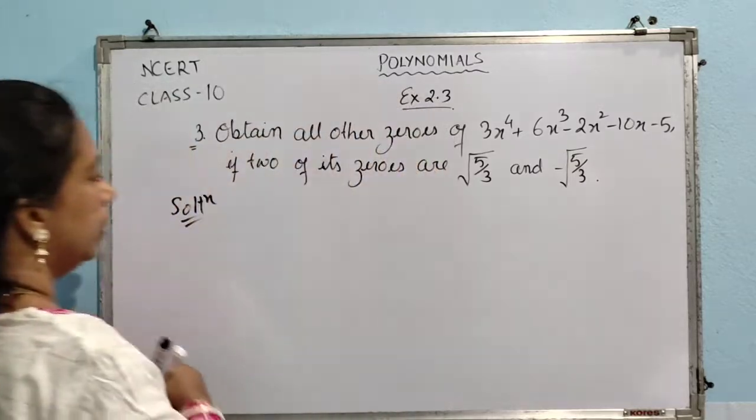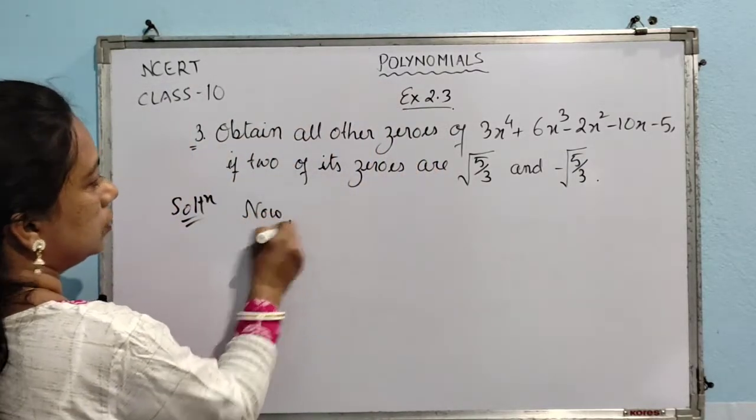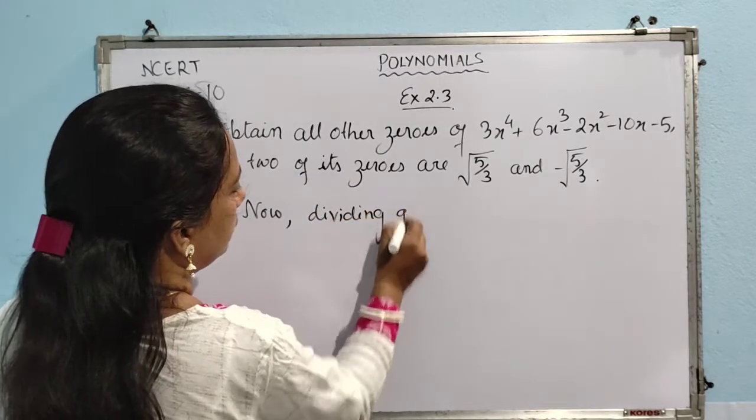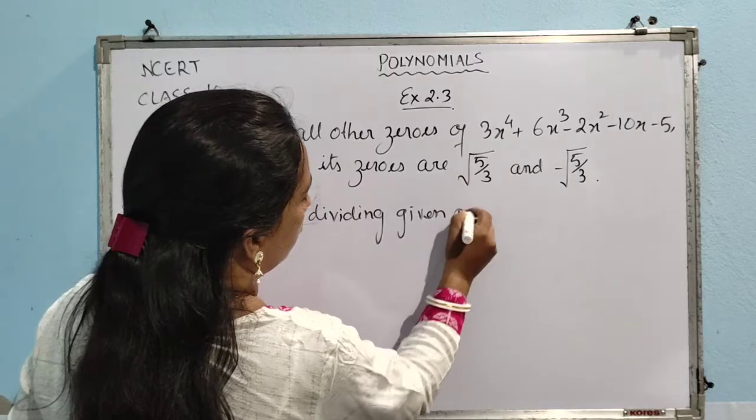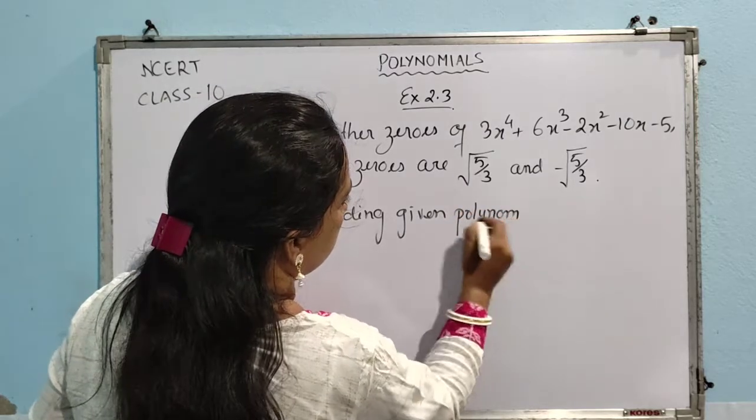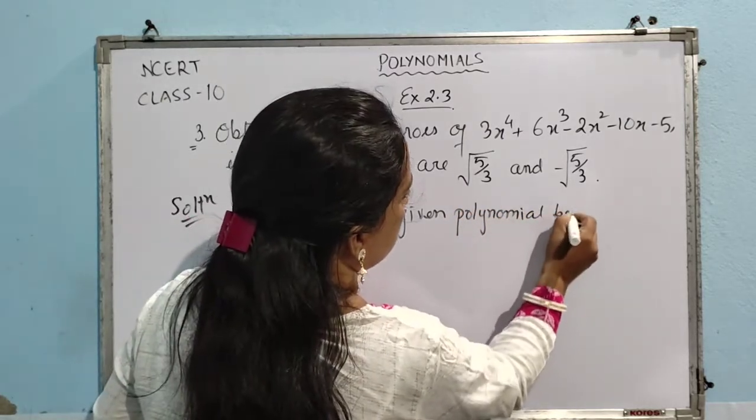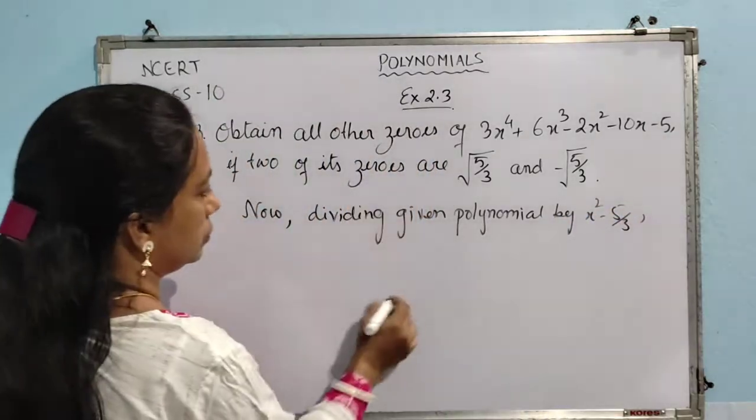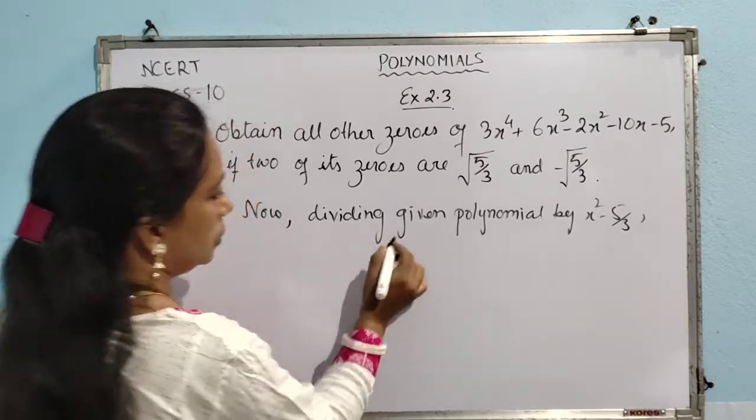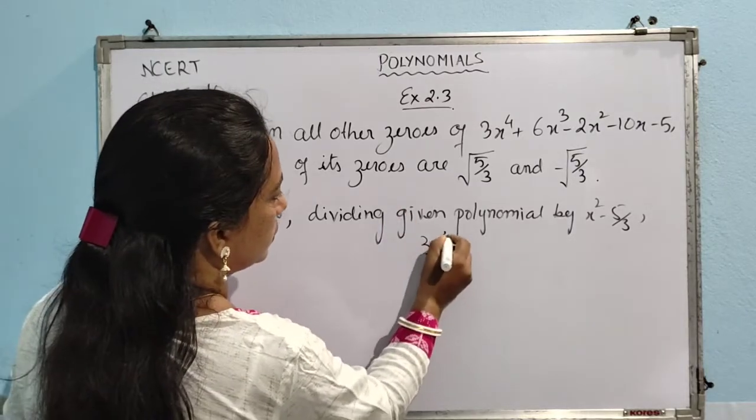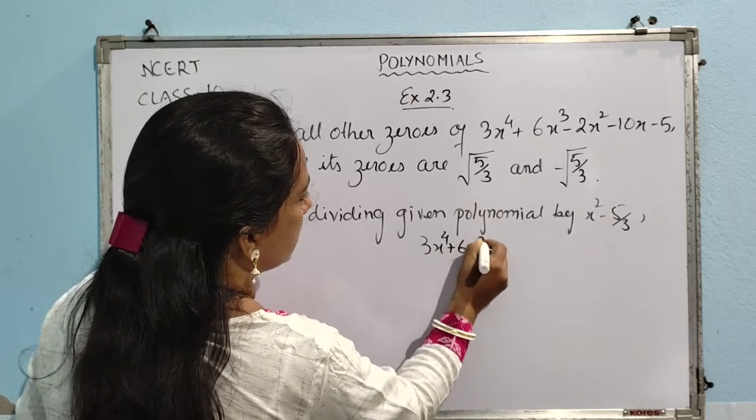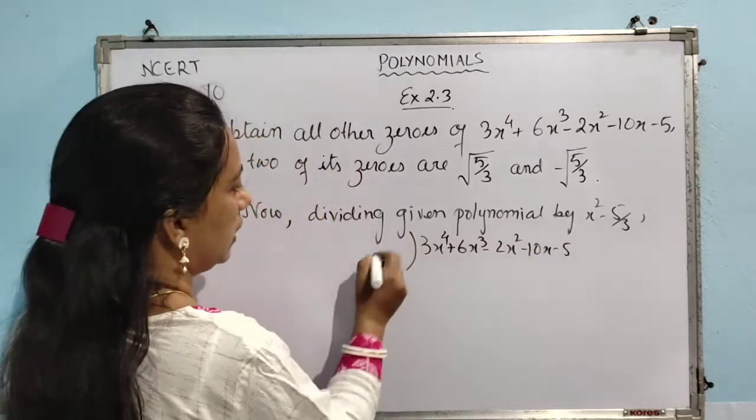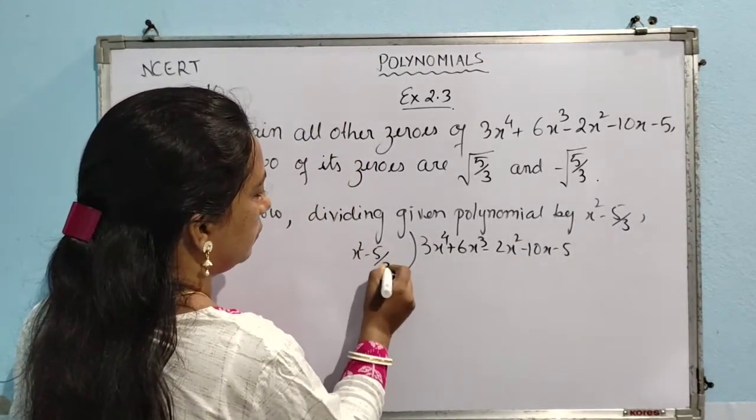Now what will we do? We will divide the given polynomial by x square minus 5 by 3. Okay, so it is going to take a bigger space. We have 3x to the power of 4 plus 6x cube minus 2x square minus 10x minus 5, and we have to divide it by x square minus 5 by 3.